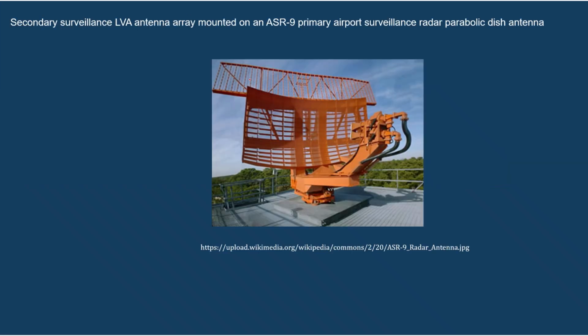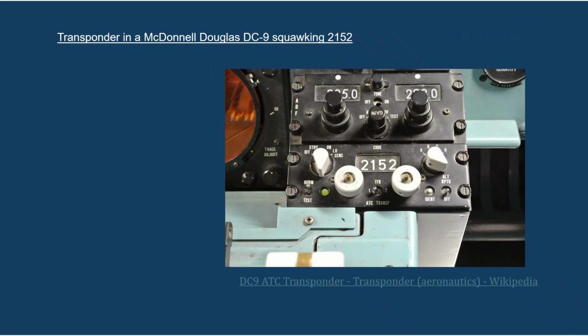This is a photo I took from Wikipedia. Here you can see that these straight antennas are the secondary surveillance radar, and this one is the primary radar. This is one photograph showing the transponder inside the aircraft.